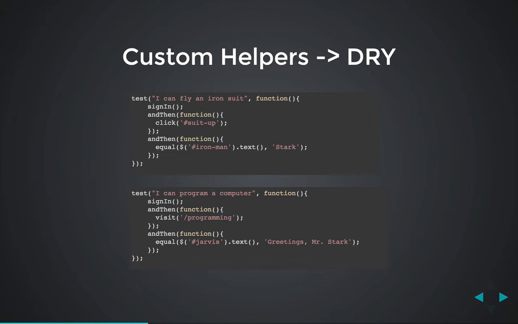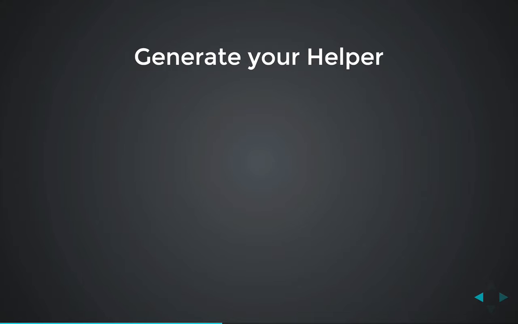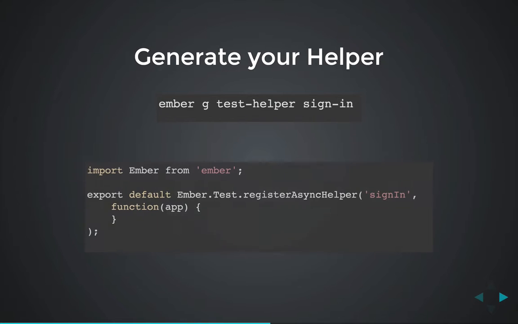They're just like the helpers that are built in, like click or visit, but you can build them yourself. Here we've built one called sign in, and it dries up a lot of the code for us. So to create your helper, you use your Ember-CLI generator test helper and give it the dasherized name that you want. And it will create something like this.